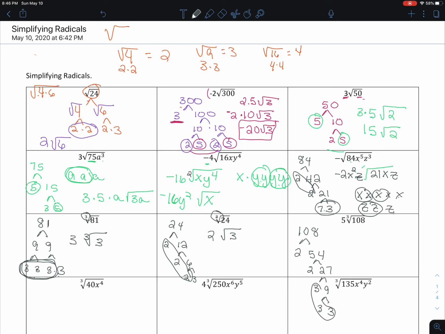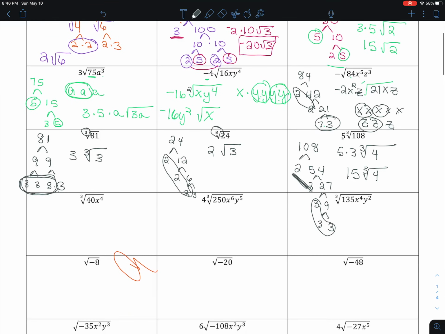1, 2, 3. And I'm going to multiply times the 5 that's there. So that's 5 times 3, the cube root of, and then I multiply what's left. So 2 times 2 is 4. So that goes inside the house. And so we're left with 15, the cube root of 4. Now, 4 is a perfect square. It's not a perfect cube. So we can't simplify that. Be careful of the indices there.